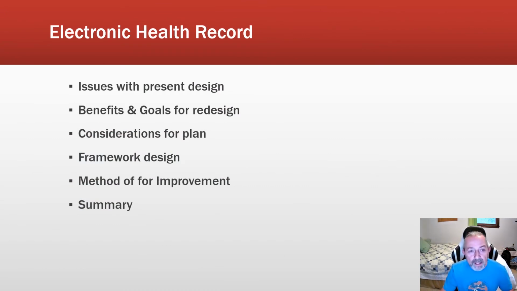So the pieces that we're going to go over today in this presentation are, one, the issues that are plaguing the present design, and then what our benefits and goals for the redesign would be, considerations for the plan, things that we would like to think about as we're putting the plan together to make it most effective and efficient, the framework for the design, what we're going to be using in terms of organizing our plan, and then methods for the improvement, which will go over some of the different techniques that we could be using to really get the most and best input on the project, and then our summary of where it is that we're going to try to get.